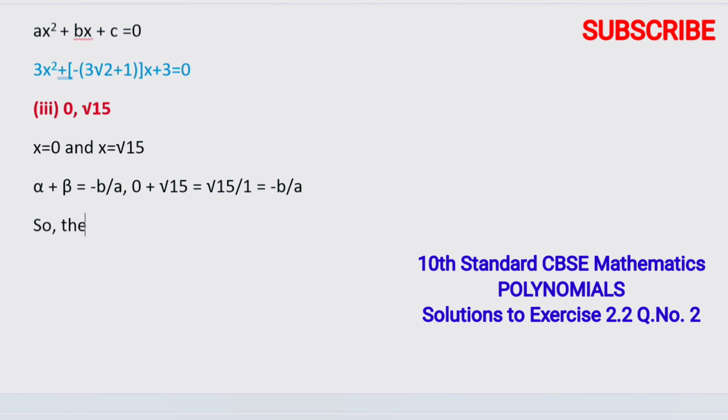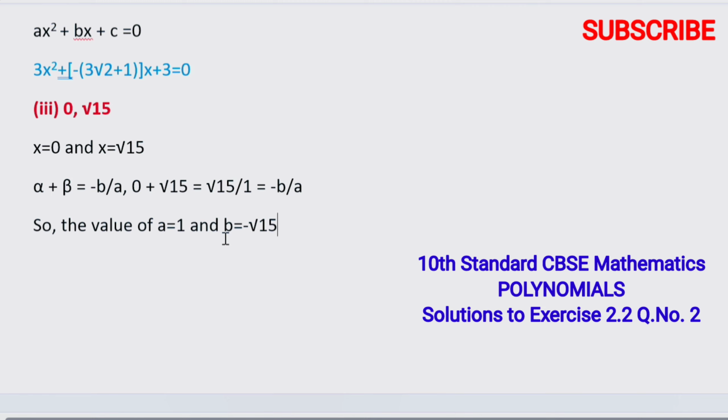So the value of coefficient a equal to 1, and minus b equal to square root of 15. So b equal to minus square root of 15. Here you see, minus b equal to square root of 15, so b equals minus square root of 15.